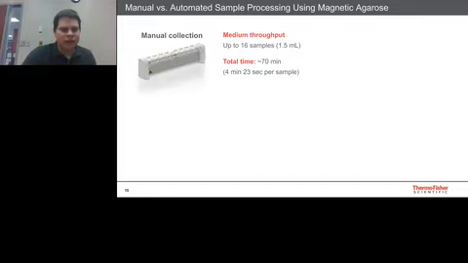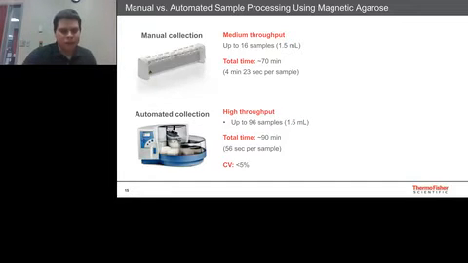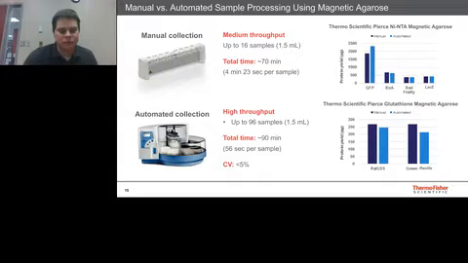Thermo Scientific magnetic agarose beads are compatible with both manual and automated protocols. For manual methods, up to 16 samples can be purified in a little over an hour. As mentioned on the last slide, higher throughput is simplified with use of the KingFisher Flex purification system, which can process 96 samples at a time in less than 90 minutes.